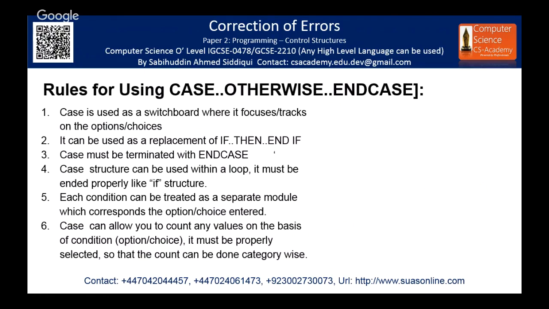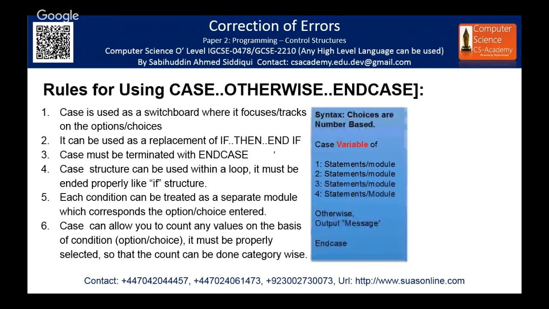You can see the structure I am going to present here. Look at the syntax and try to understand. The choices are number based. First of all, you can see case variable. The variable is the input identifier to receive values from the user. In case variable of, the user's choice will be received, and the "of" is part of the structure. Case is also part of the structure.